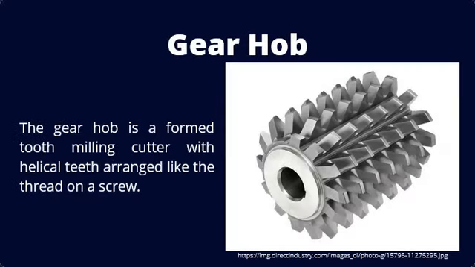We also have the gear hob. The gear hob is a form tooth milling cutter with helical teeth arranged like the thread on a screw. These teeth are fluted to produce the required cutting edge. Hobs are generally used for such work as finishing spur gears, spiral gears or helical gears, and worm gears. They may also be used to cut ratchets and spline shafts.